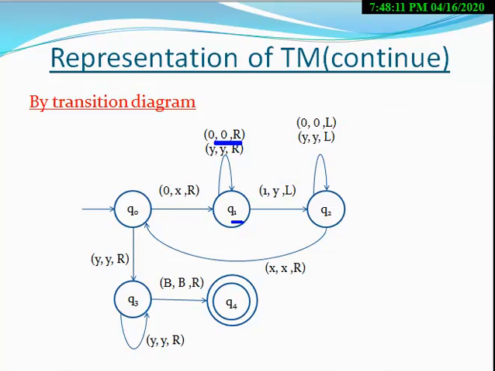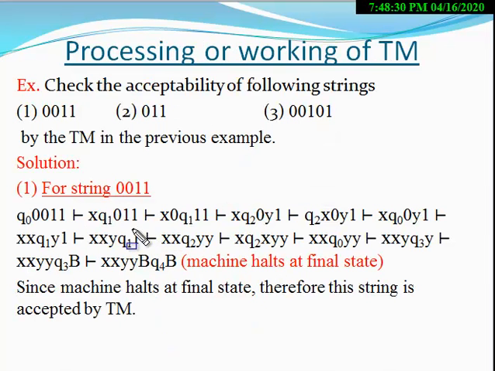Now apply this action. Here Q1 becomes Q1, so the state was not changed, and 0 is also not changed. So 0 is here, but the head is moved to the right direction. At that time the Q1 was to the left of 0, now the Q1 goes to the right of 0. So here we apply this transition rule.